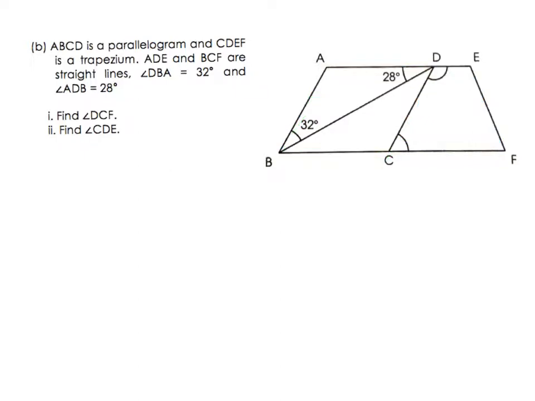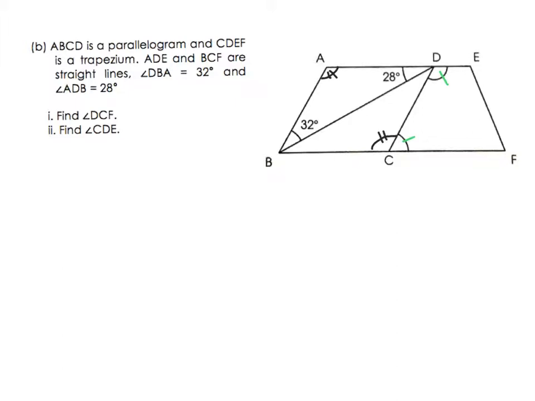Now let's use the properties to help us solve for first angle DCF. That's this one. Let's label that DCF. And then we want to solve for angle CDE. Okay. So let's look for DCF first. We know that this is a parallelogram, ABCD, and the angles opposite each other are equal. So that means this one here is the same as this one.